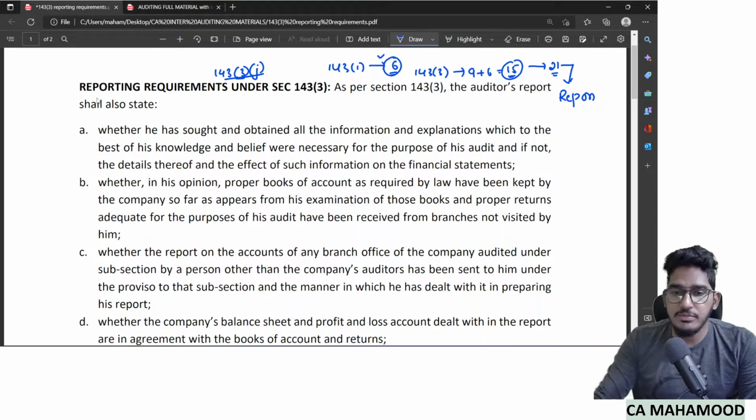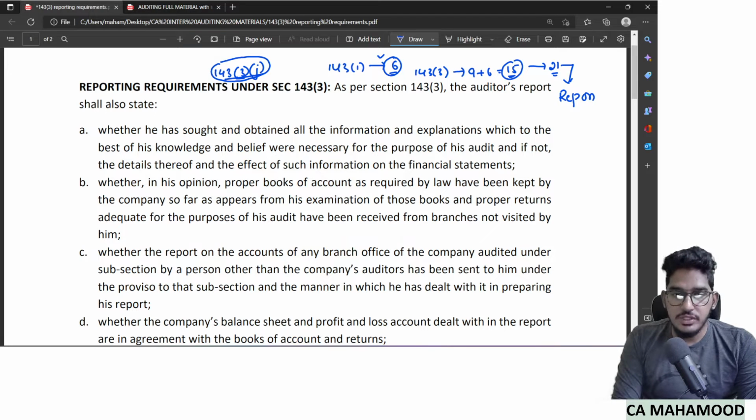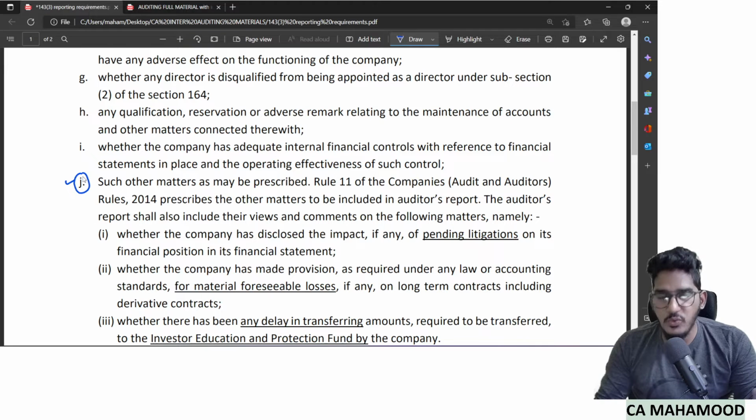As I have told, I will be specifically concentrating on 143 subsection 3 clause J. If you observe here, there are clauses starting from clause A, clause B, clause C, and if you keep on scrolling, there will be clauses till clause J. Why am I focusing specifically on this clause J? Because it contains some newly added points. So let us try to understand what the reporting requirements under 143 subsection 3 clause J are.